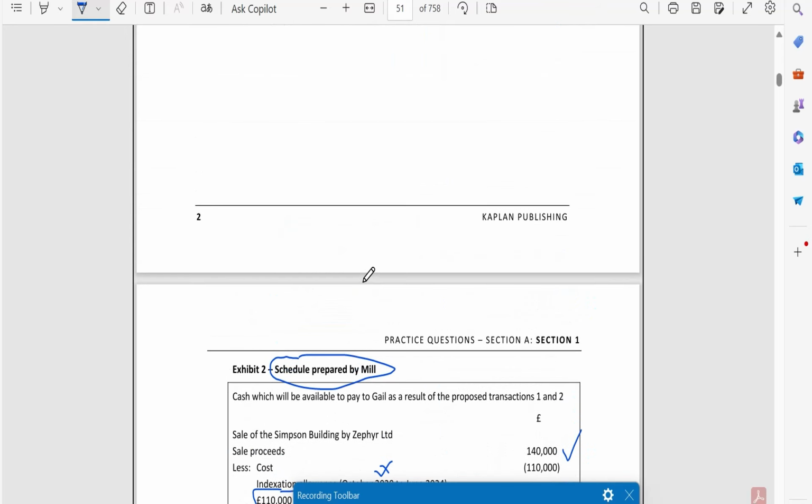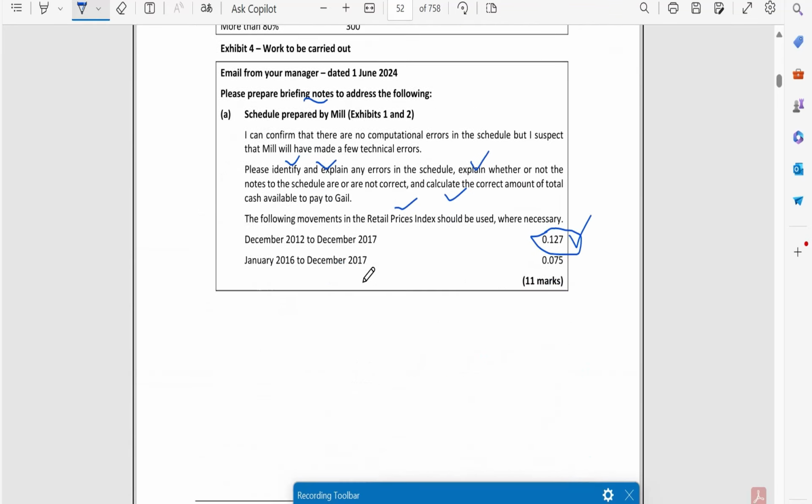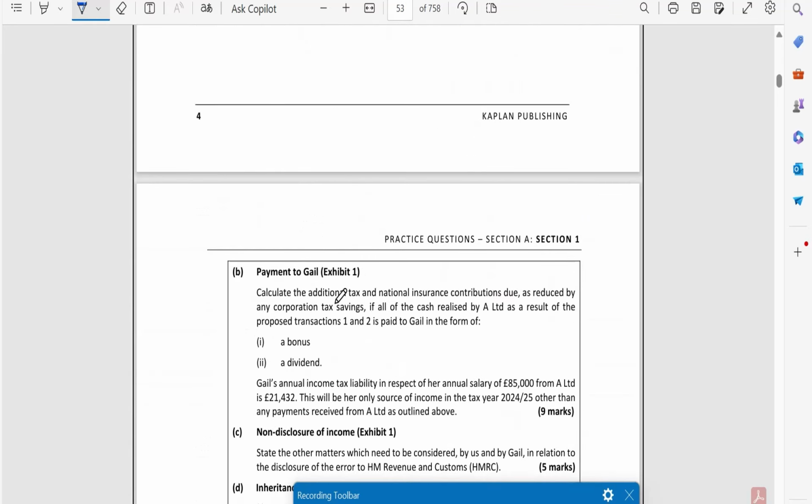Okay, so what was the next requirement? Calculate the additional tax and national contribution due, as reduced by any corporation tax saving, if all of the cash is realized by ALPD as a result of the proposed transaction. I already mentioned how to get this done while explaining the scenario, and I think this is not a difficult part.